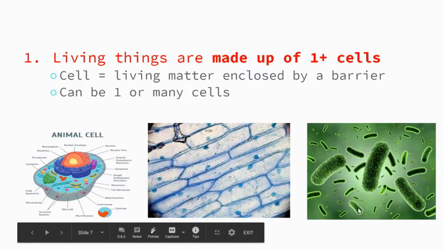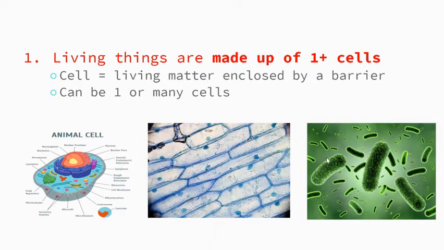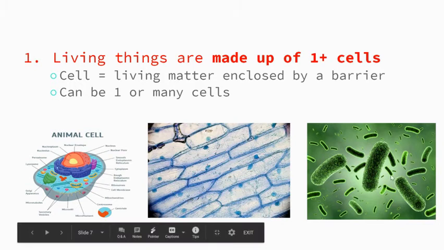In middle school, you most likely learned about the cell, which is living matter enclosed by a barrier known as the cell membrane. Cells in and of themselves are living because a living thing can be composed of one or more cells. For example, this bacterium is a single-celled organism. Here's a close-up of a tissue of onion under a microscope. This is also part of a multicellular organism.